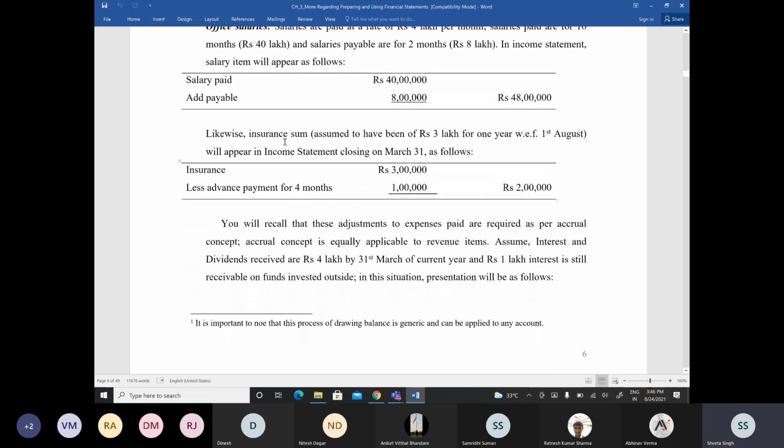Then similarly, if there is insurance, that is supposed to be of 3 lakhs for 1 year and you bought it on 1st of August, then if you are making your P&L on 31st of March, in that you have already used up 8 months of insurance, but on 31st of March you still have advance payment for 4 months of insurance left with you. So your actual insurance bill for that year is only 2 lakhs. So these kind of adjustments are done to meet the matching principle.